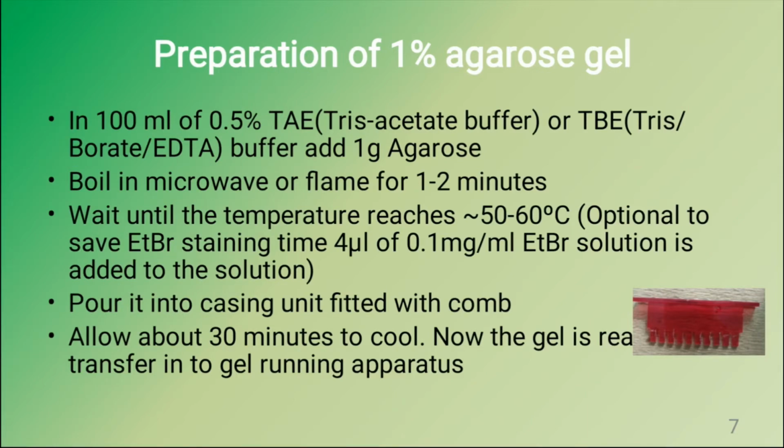Then pour this melted agar into a gel casting unit which is fitted with a comb, and leave it at room temperature for 30 minutes to cool down. Now the gel is ready and has reached the semi-solid condition with pores, ready for transfer into the gel running apparatus.